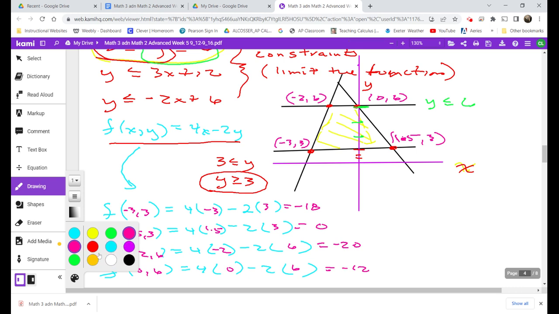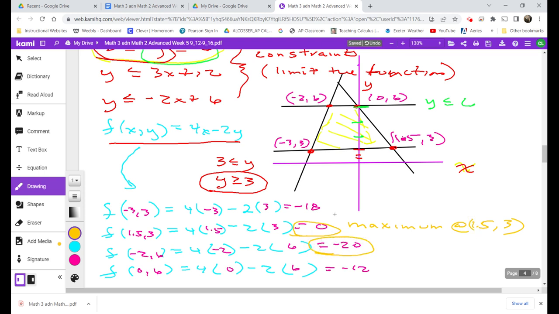So what do I do with those 4 values? It depends what they're asking. So the largest number here is 0. So this is my maximum at 1.5 and 3. And negative 20 is the smallest one. So this is my minimum at negative 2 and 6.